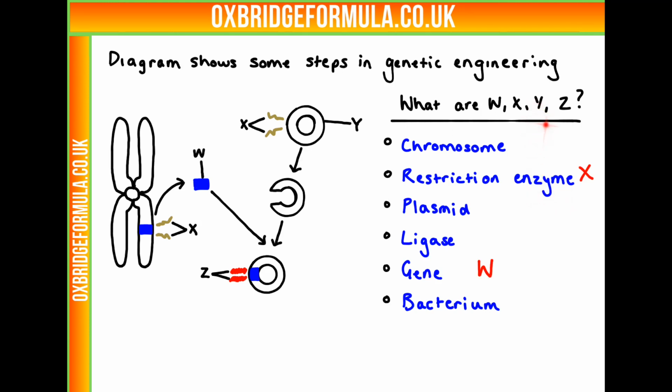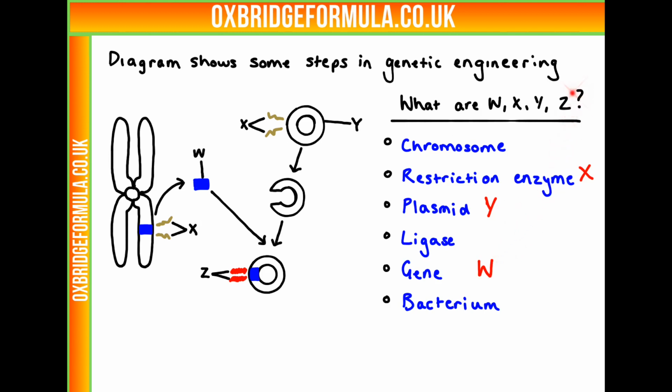Next we have Y itself. So that's a circular thing at the top, and we can kind of guess if we're inserting some DNA into it, it's going to be a section of DNA itself. So what circular DNA do we know about? Well, that's going to be a plasmid, because plasmids are circular sections of DNA.